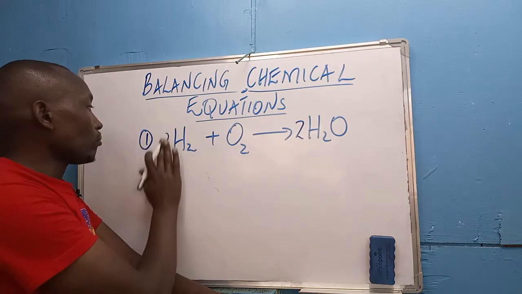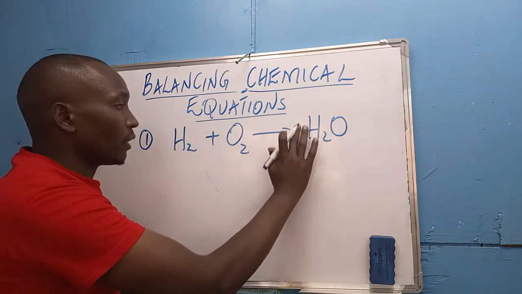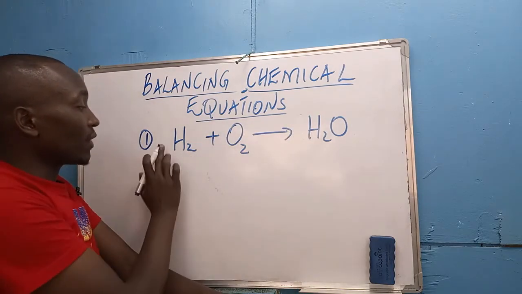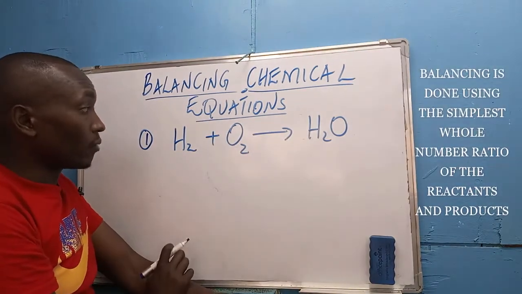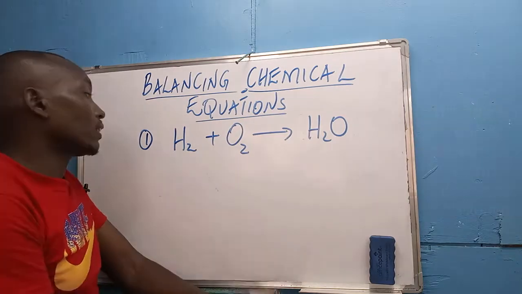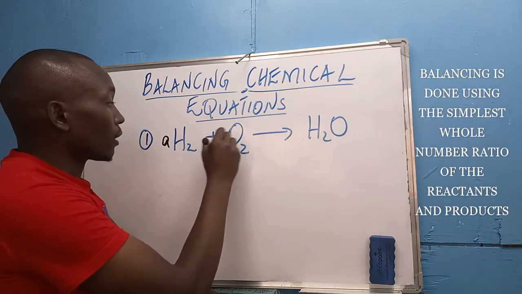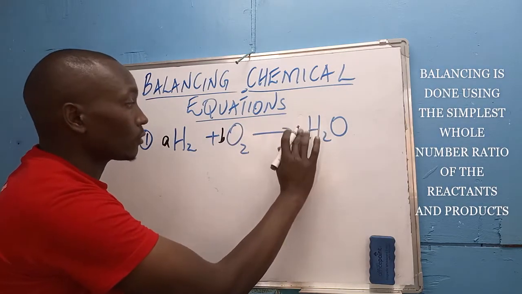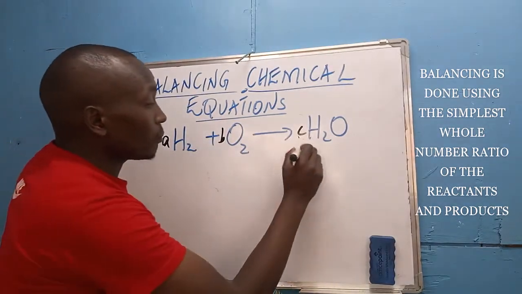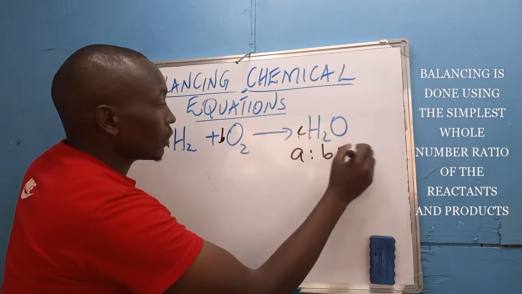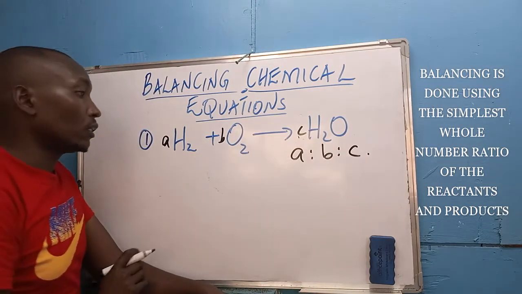However, I want to show you a different method of balancing. Remember, we are just attaching whole numbers before the formula of the compounds and the elements. So I can have some letters here to represent those numbers. I need to establish the ratio A to B to C.